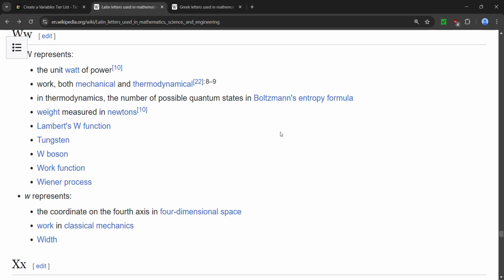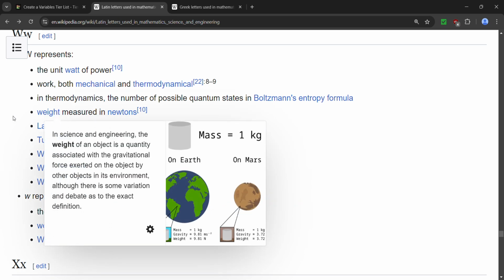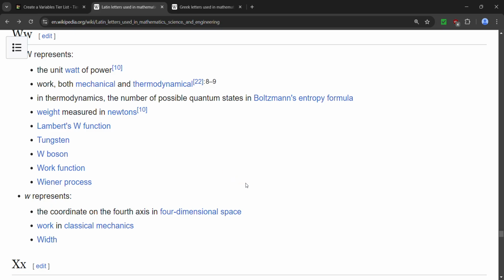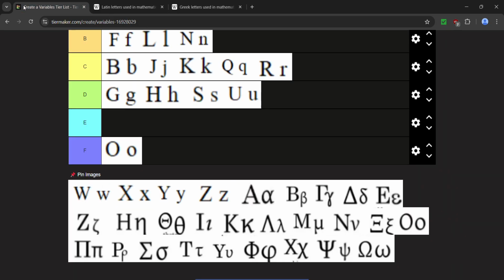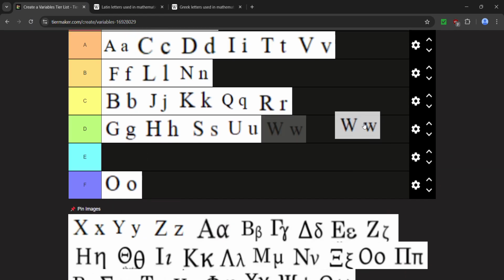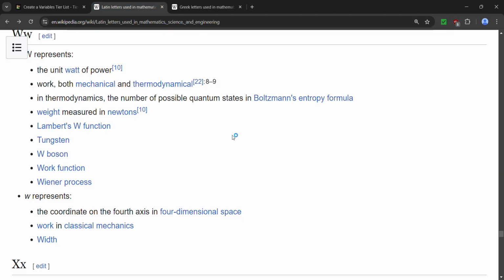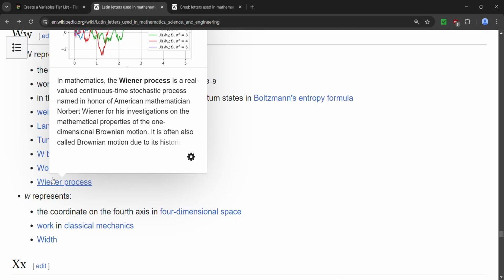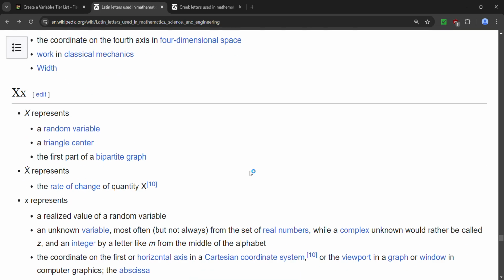Okay, let's go to W. So we got watts, okay, work, and not much else. Width doesn't really count. Weight, I guess. I usually just use mg for weight, but I think we just got work and a watt, and neither of those are too inspiring on their own, so that's a D tier. Of course, there's the Wiener process too. We can't forget about that one, but maybe next time.